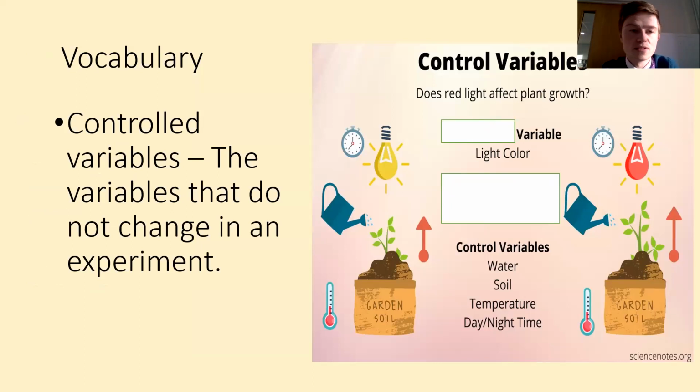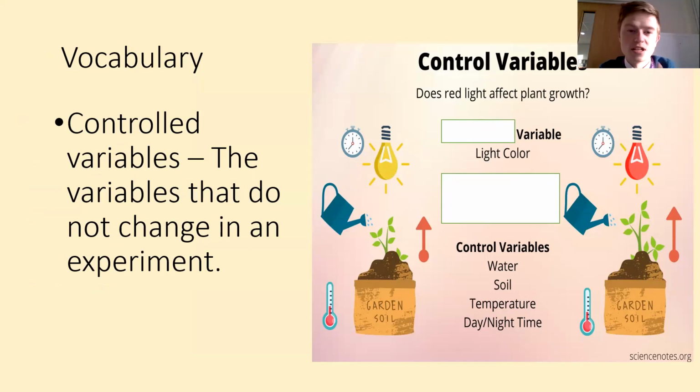Now, these types of variables are called controlled variables. Controlled variables are variables that do not change. So they're the opposite of variables. So variables change, controlled variables do not change in an experiment. These are words that you'd find in an experiment.